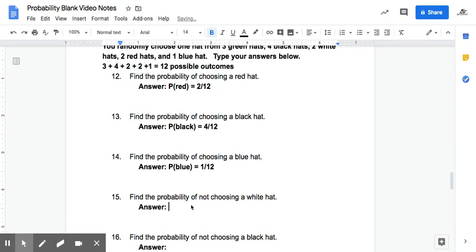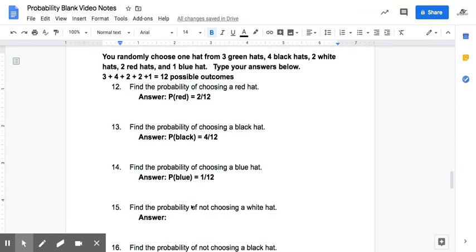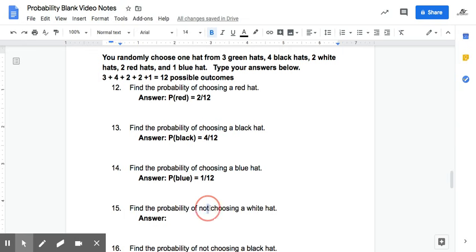Number 15, find the probability of not choosing a white hat. Well, I can choose any other color except for white. So I can choose from 3 greens, 4 blacks, 2 reds, and 1 blue. So I simply need to add up 3 plus 4 plus 2 plus 1. That gives me 10. So there are 10 hats that are not white. So I have 10 possible chances to pull out a non-white hat out of 12.